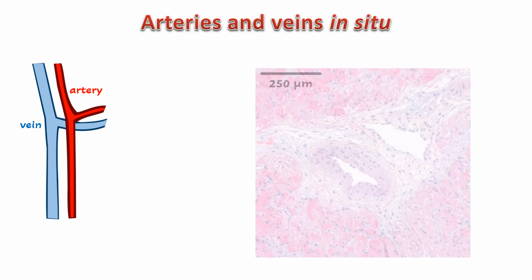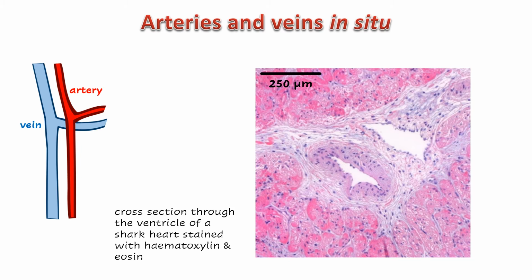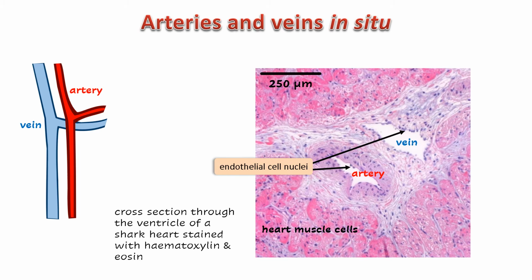This image shows a cross-section through the ventricle of a shark heart, that has been stained to highlight particular features. The extensive bright pink staining shows the cardiac muscle cells. In this area of the heart, a coronary artery and coronary vein lie right next to each other, and you can see how they differ in their cellular structures. The dark purple stain shows the nuclei of cells. The endothelial cells are not specifically stained here, but you can see the location of their nuclei lining the inner surface of both the vein and the artery.